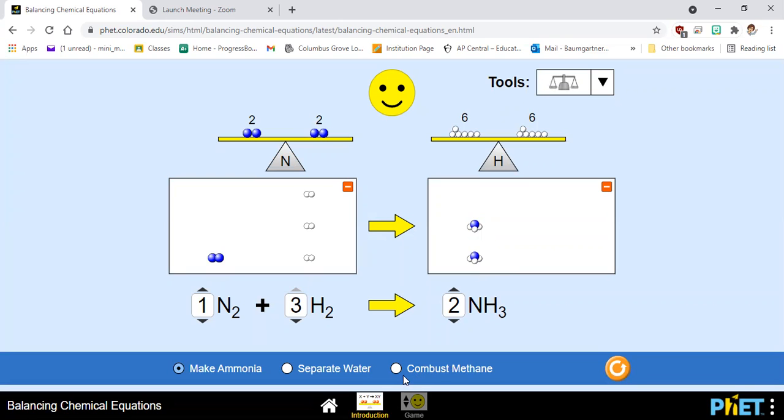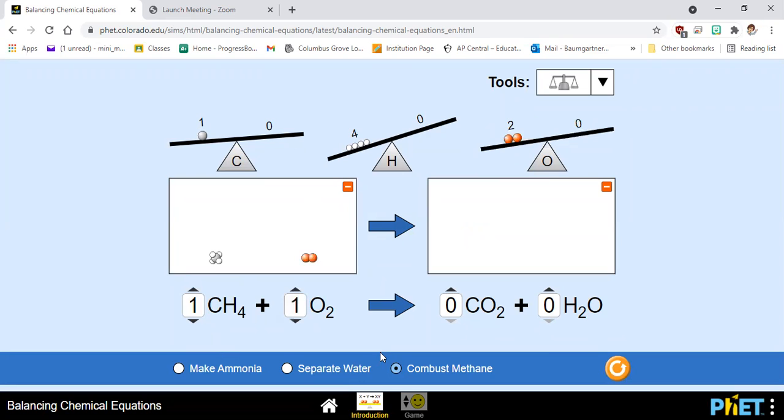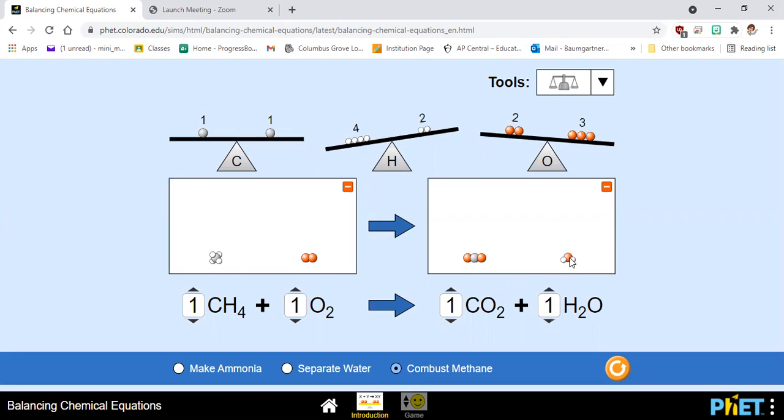Let's look at methane. A little more complicated. So methane is CH4. I'm going to add 1 of those. So here's my carbon, and I've got 4 hydrogen. Oxygen is diatomic. That is O2. Carbon dioxide is a carbon with 2 oxygens, and of course, water is H2O. So those are my formulas. So now I want to balance.